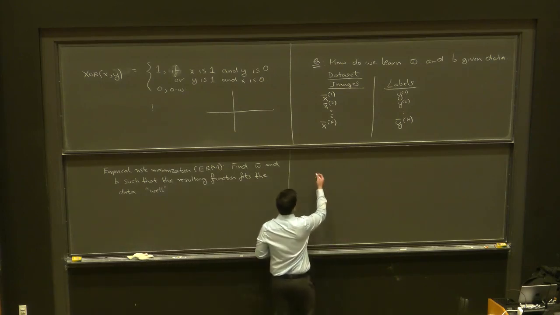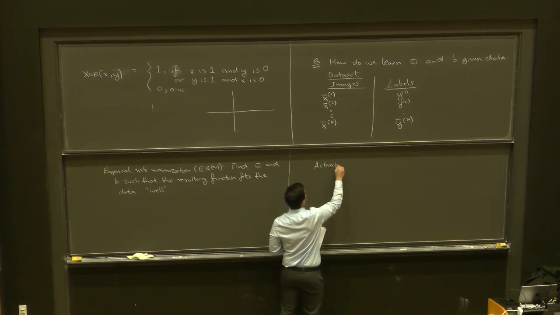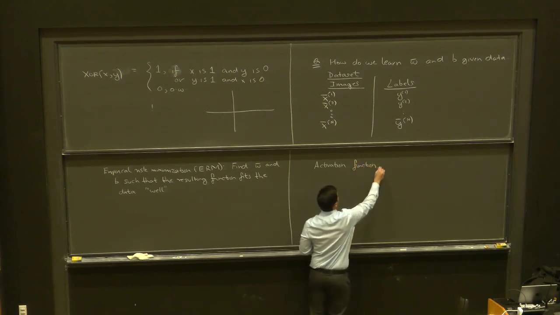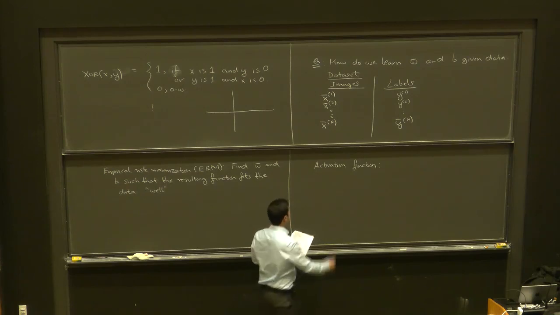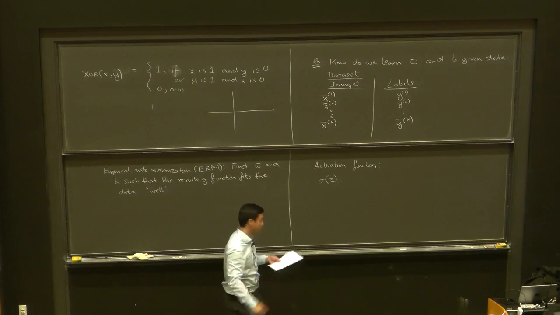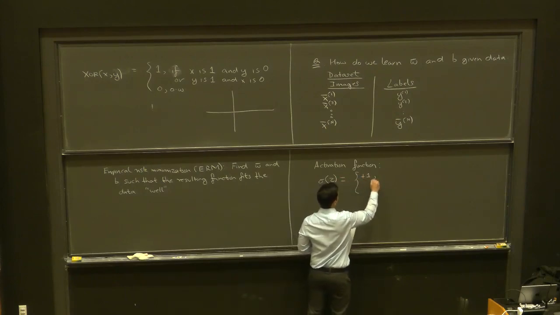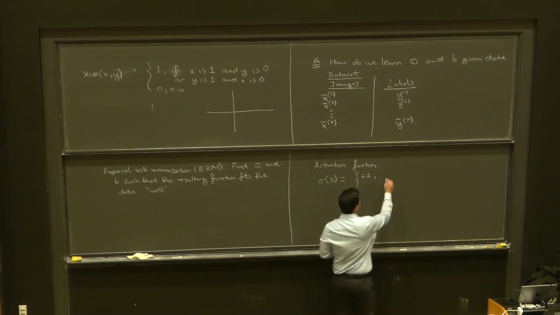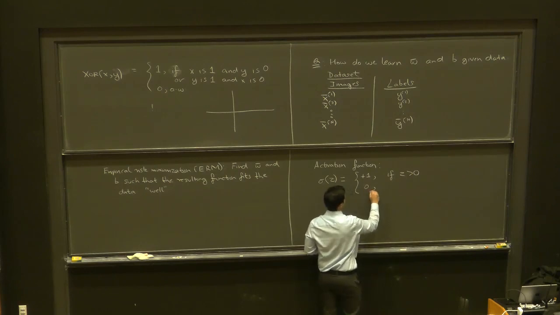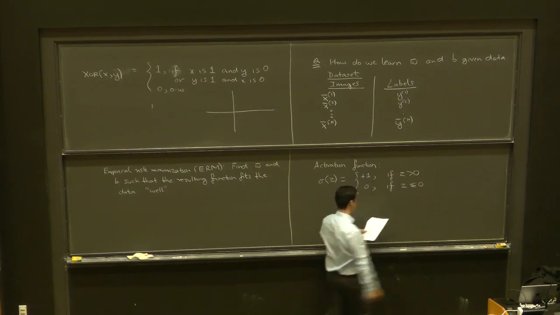So I'm going to pick a particular activation function. So we're going to choose sigma, which again is a mapping from a scalar to a scalar, as this specific function. It's going to return positive 1 if the input is positive, and it's going to return 0 if the input is less than or equal to 0.